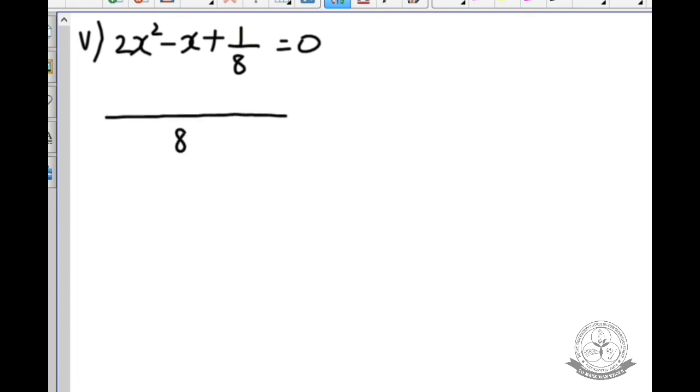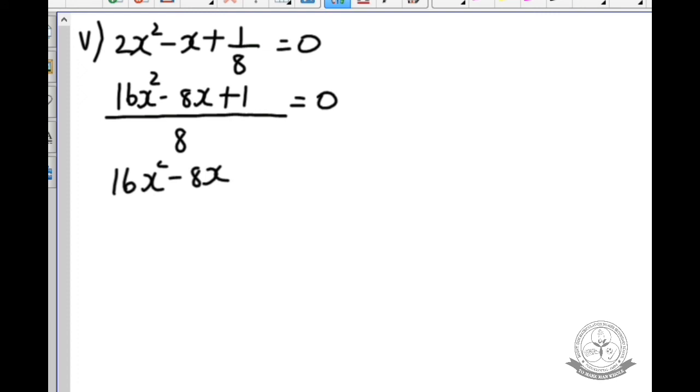Now if you take 8, cross multiply. 2 8s are 16x squared, 8 into x minus 8x plus 1 equal to 0. Now bring the denominator to the right hand side. So 16x squared minus 8x plus 1 equal to 0.